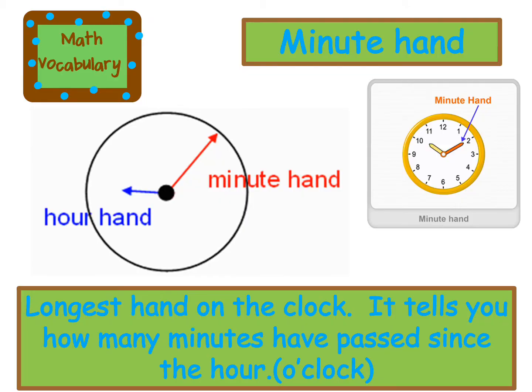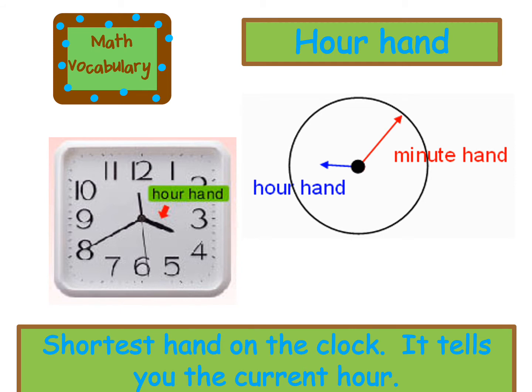Before we get started, let's review some vocabulary words that I think are important for you to remember during this lesson. The first one is minute hand. The minute hand on the clock is the long hand, and it tells us how many minutes have passed since the hour. The hour hand is the shorter hand, and it tells us what hour that we are currently on.